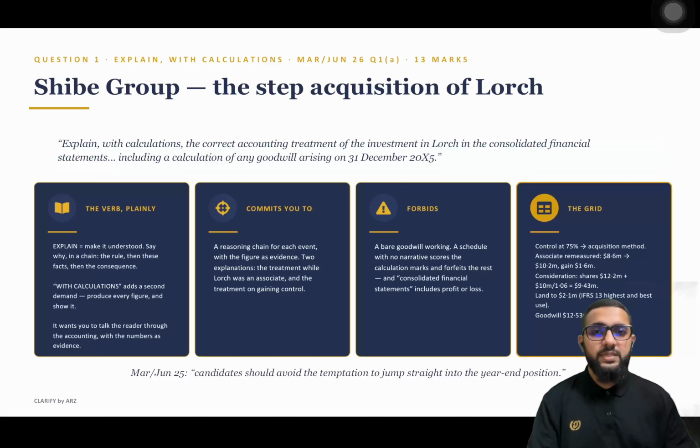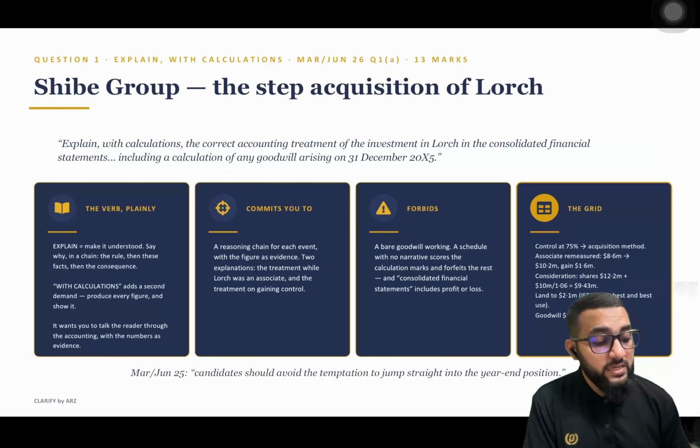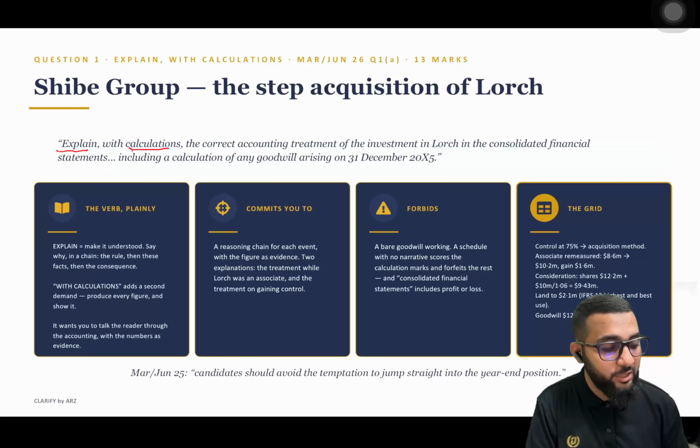Question number 1. Now, this is from March, June 2026. Question 1A. It's a 13 marks question from Shebay Group, right? The step acquisition of Lodge. Now, what does this say? Explain with calculations the correct accounting treatment of the investment in Lodge in consolidated financial statement, including a calculation of any goodwill arising on 31st December.